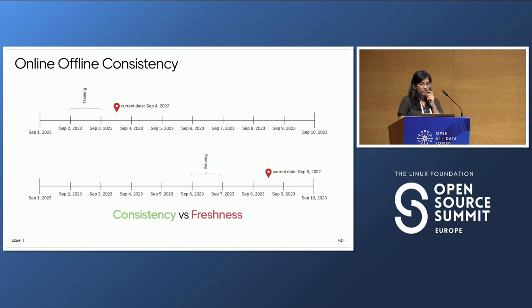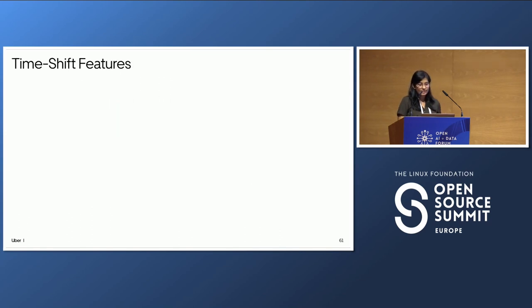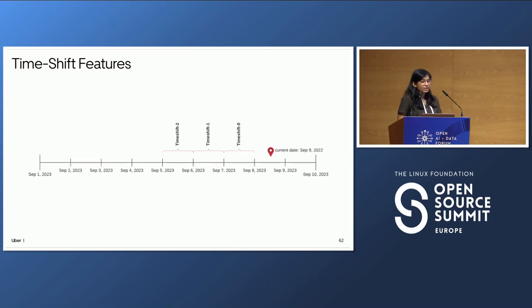To do this, we allow users to get time shift features. When we serve the features, we take the feature name as an input, and you can also tell us how much time shift you want in the data. For example, time shift 0 gives you the previous day's data. The day before that would be time shift 1, then time shift 2, and so on. You can get any of these. You can actually request all these time shift features.